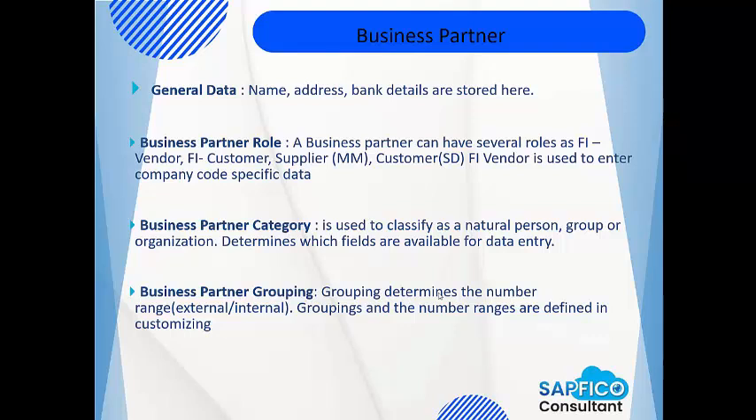What we see here, in general data, we maintain name, address, bank details, business partner role. A business partner can have several roles, such as FI customer and customer, and so on. Business partner category is used to classify a natural person, group, or organization, and business partner grouping is nothing but internal, external. Grouping and the number range are defined in customizing.